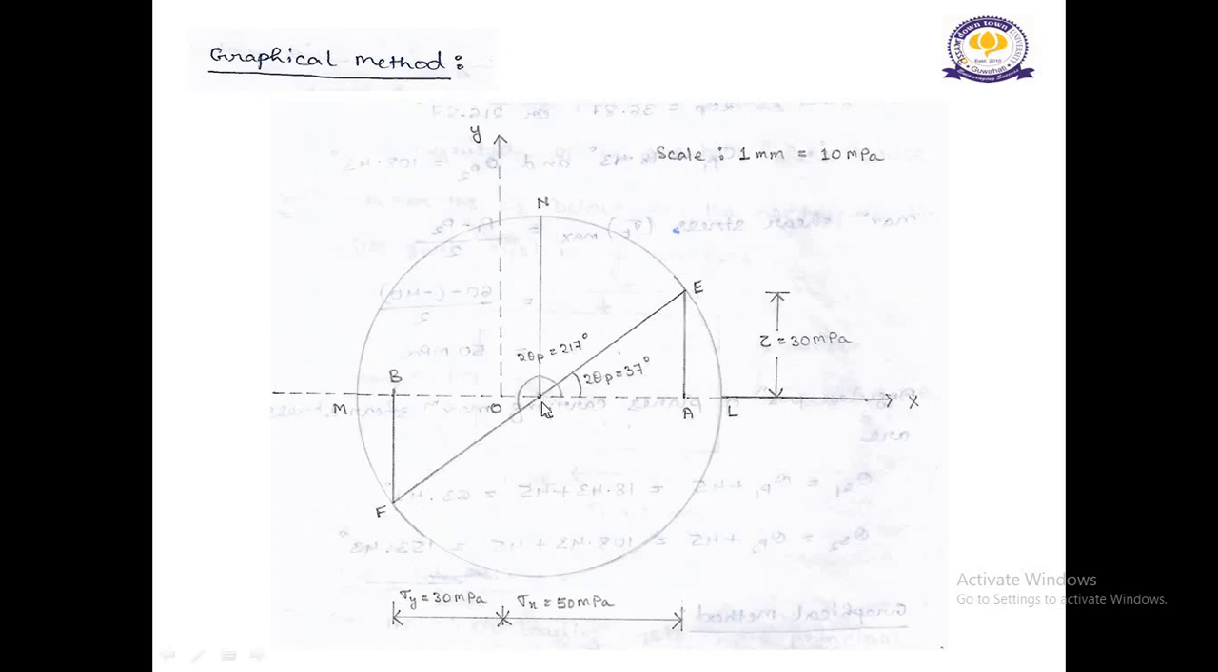Next join EF, and the point C where the line EF meets the x-axis is the center of the Mohr circle. This point will be the center of the circle that we want to draw, with C as center and CE or CF as radius. We need to draw a circle which passes through points E and F by taking this radius. So with the help of this radius we draw this circle and we receive this circle. After that we have marked the points L and M.